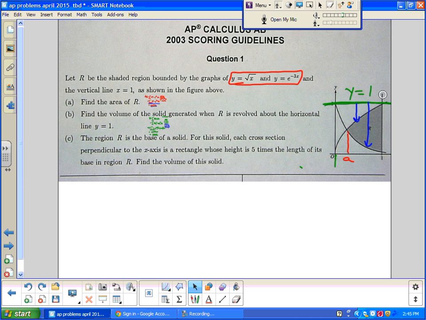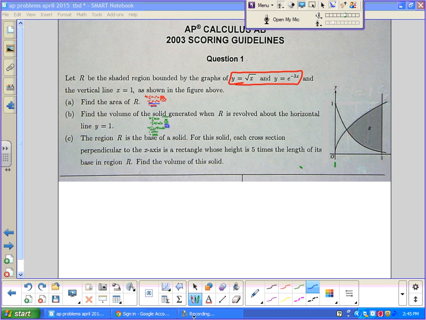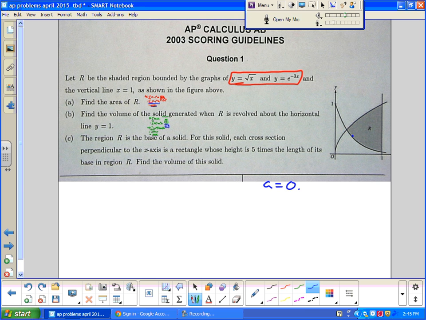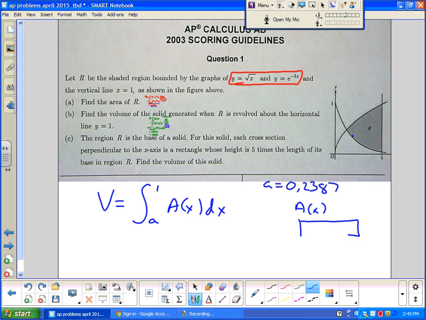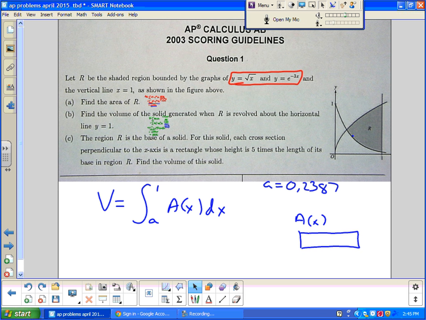All right. So now, region R is a bunch of rectangles, guys, where this base is the width, and the height going away from it is 5 times that length in the blue. All right. So listen, our integral doesn't change. We know A is equal to 0.2387, right? I know the volume equals, in this case, A to 1, AX dx. But guys, when I draw the rectangle, AX is not a disk or a washer. It's a rectangle.